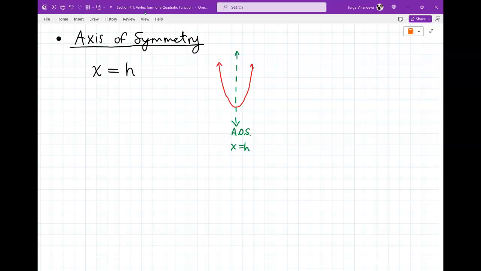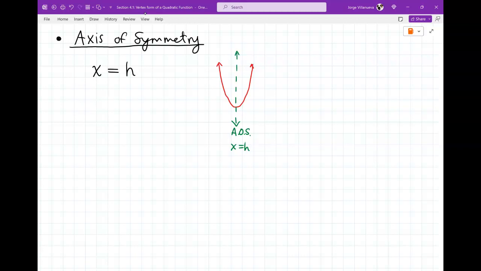And here's just a real quick picture of what it looks like. It's an invisible line, like, yes, I can actually draw it, right? But it's an invisible line, a vertical line, that cuts your parabola in half vertically, okay? So it's basically a reflection of each other if you were to look at it, right? They reflect each other.